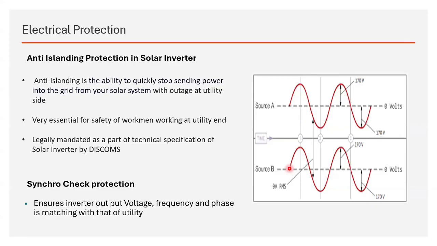There will be a high amount of short circuit current. We call it a synchronization fault. It is an electrical fault and it may damage our entire system also. So it is very, very important that this inverter is able to synchronize its output power supply with the utility. That is, the voltage, frequency, and phase of the AC power output of this inverter should match that of the utility at any point of time.